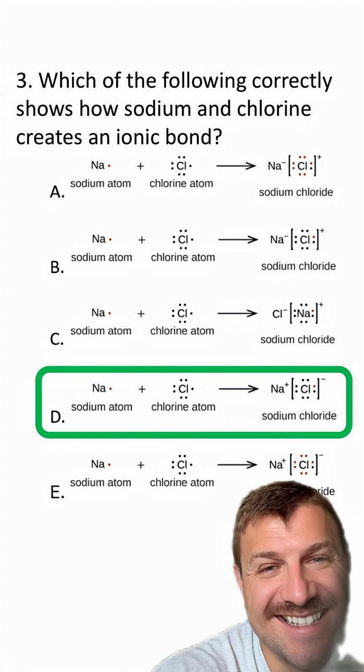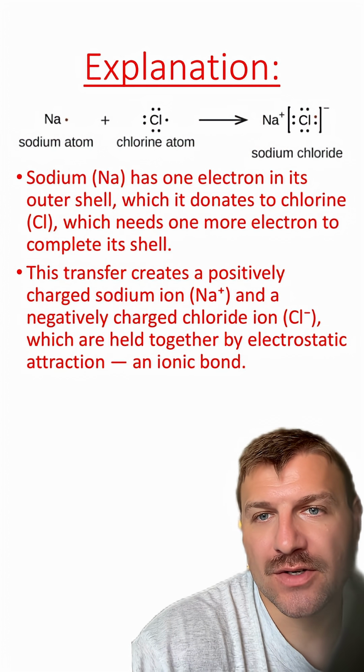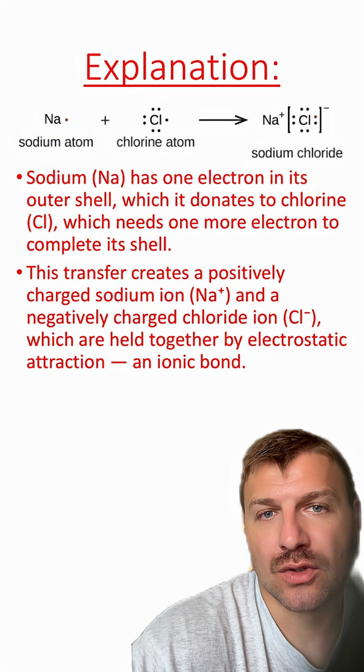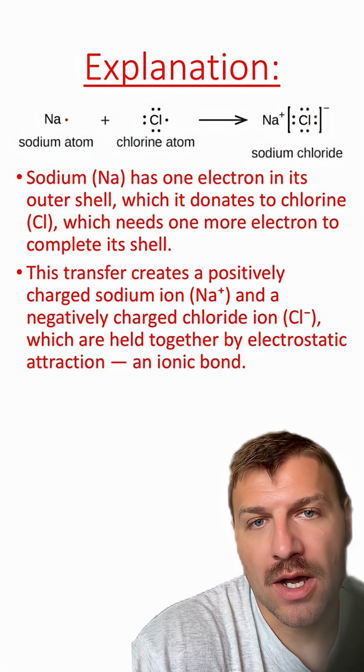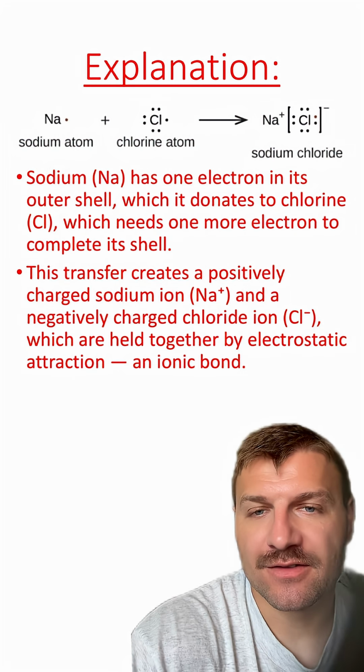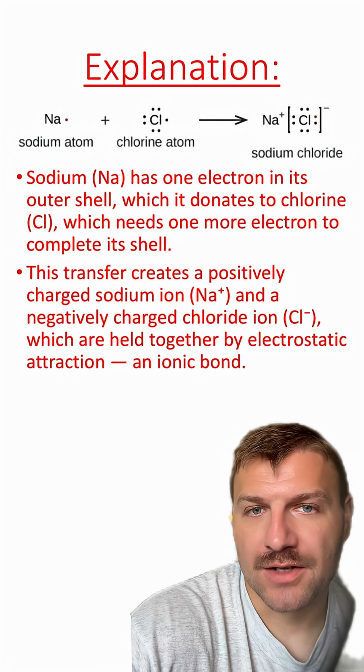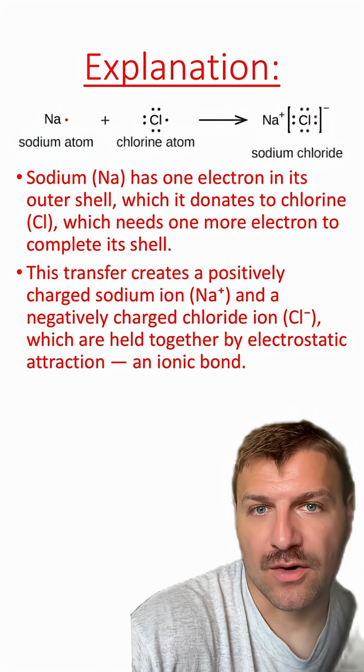The answer here is D. Since sodium is going to give an electron to chlorine, sodium will become positive while chlorine becomes negative. This interaction between a positive and negative ion is called an ionic bond.